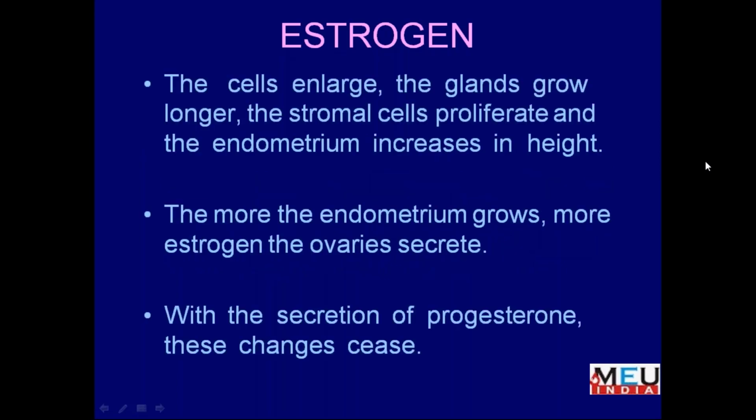As a result of estrogen, the cells enlarge and grow longer, the stromal cells proliferate, and the endometrium increases in height. Now, the more the endometrium grows, the more estrogen the ovaries secrete, and as a result, these changes continue. Once the progestational phase starts, these changes stop.